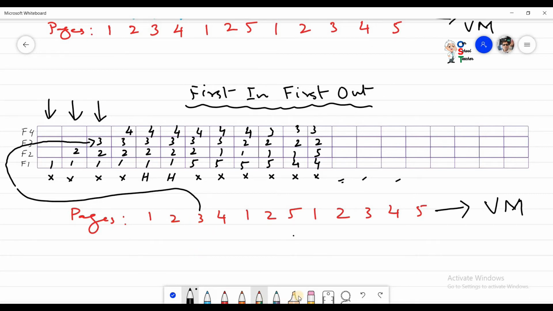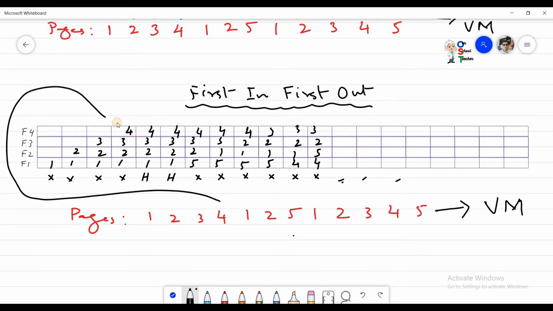Now after this, the fourth page is required, that is page number four. Because we have four frames in the memory, that fourth page will be kept here. Right now we have a situation in which all frames have been filled. Now what happens?